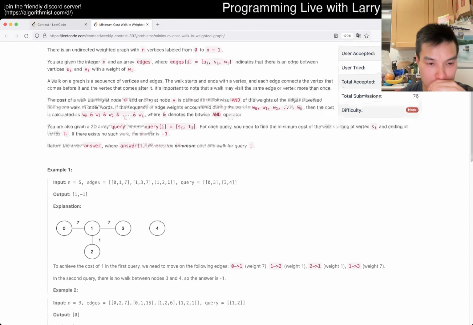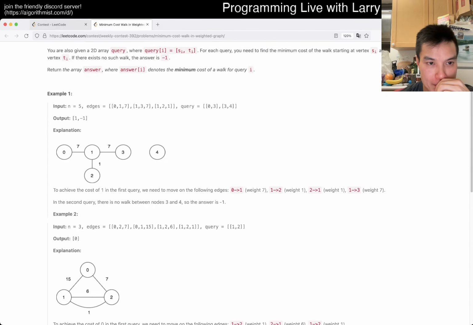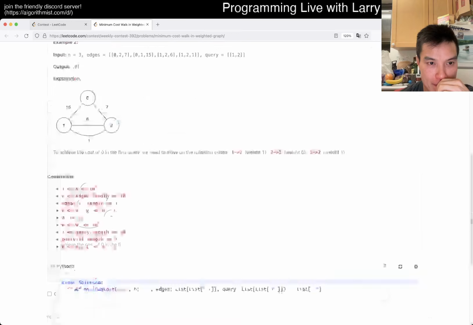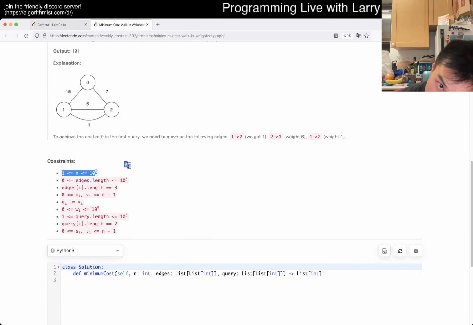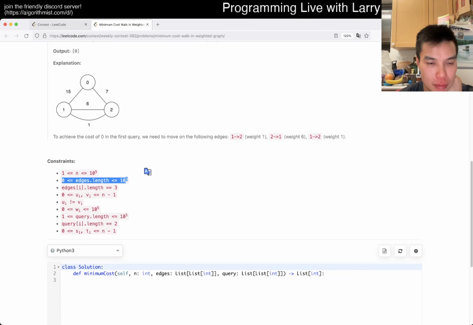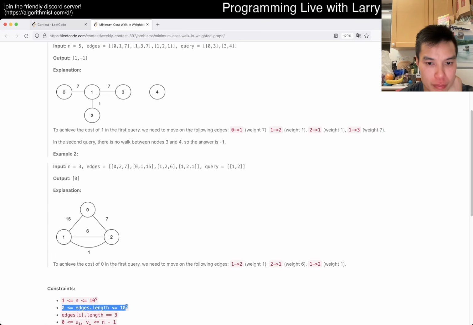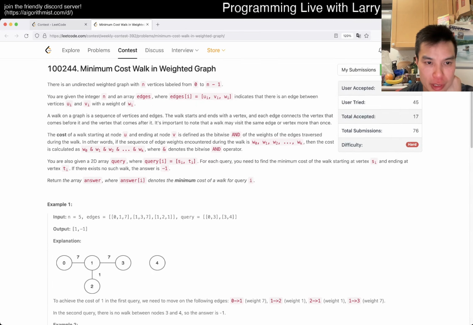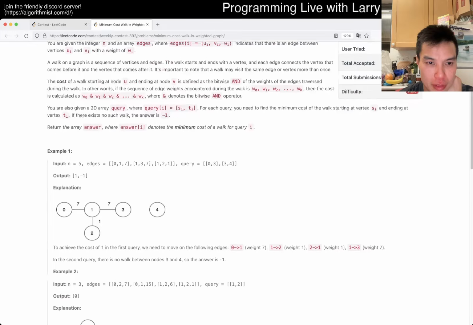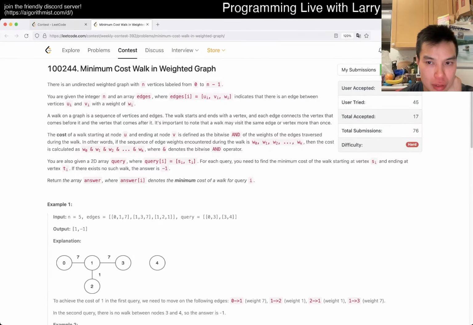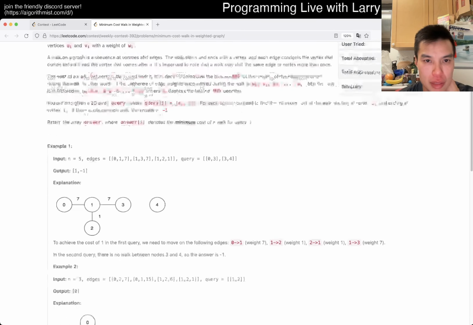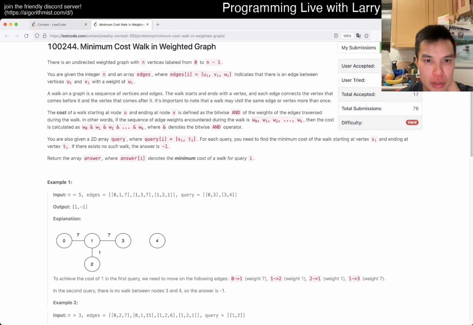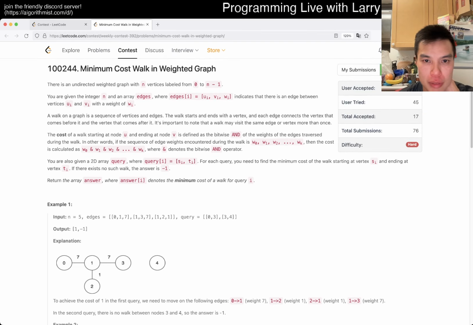My computer is having issues. What is n? N is a lot. Edges is okay, also maybe a lot, but I feel like this is just binary lifting. But because it's an N, it might go farther, right? Maybe it's the same.